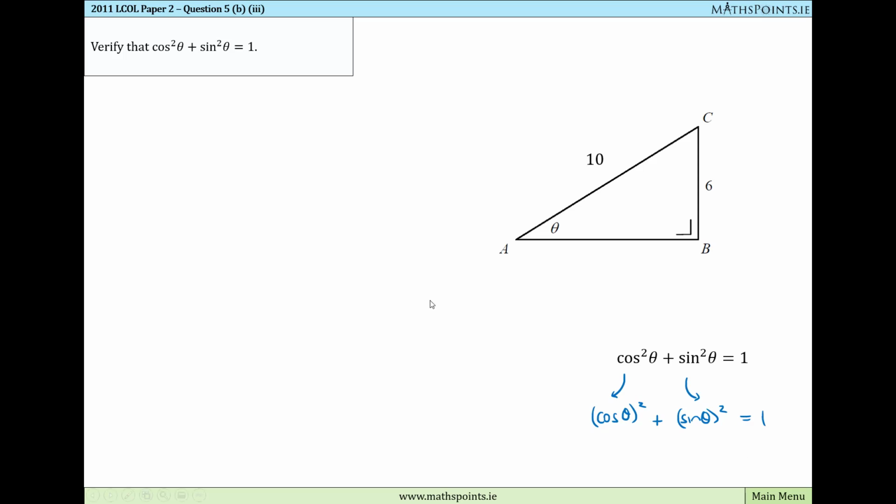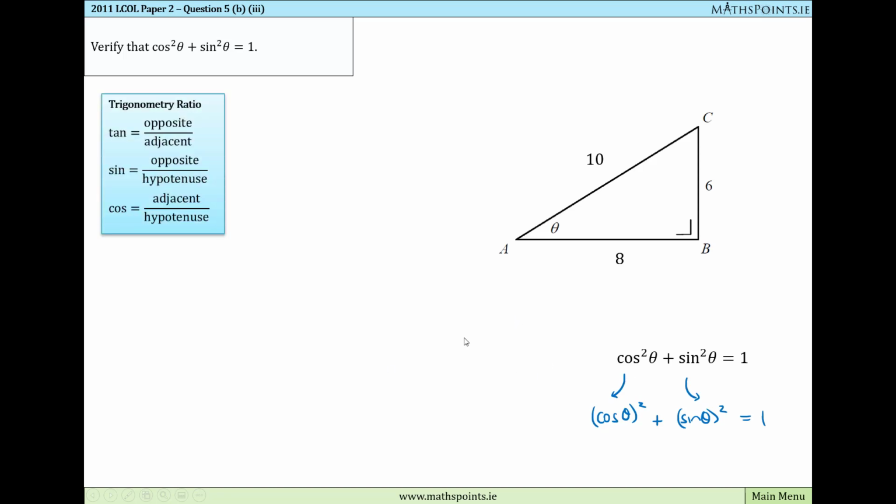As in part 2 of the question, we want to make sure to update our diagram before we start, so we know that the distance from A to B is 8. And we're going to use the ratios in our tables to find cos theta and sine theta. We want to label the sides, so theta is the angle CAB, and so the opposite side to theta is 6. The adjacent side, the side that's beside the angle, is 8. And the hypotenuse, the side opposite the right angle, is 10.